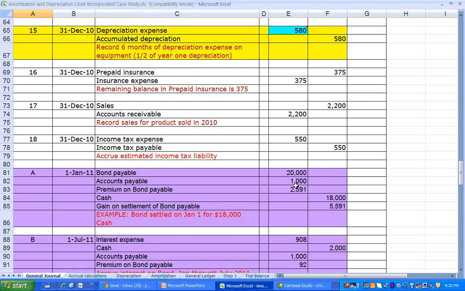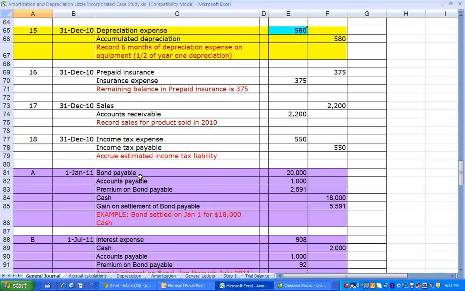Let's say that we settled this bond for $18,000 in cash. This is a scenario that's on January 1, 2011, so this is not reflected in the financial statements. This would give us a gain on the settlement of this bond payable of $5,591.